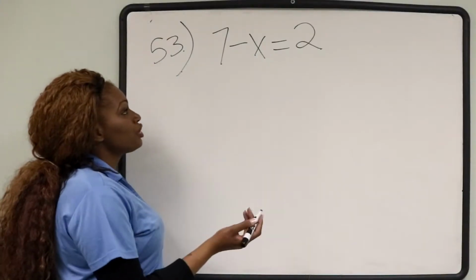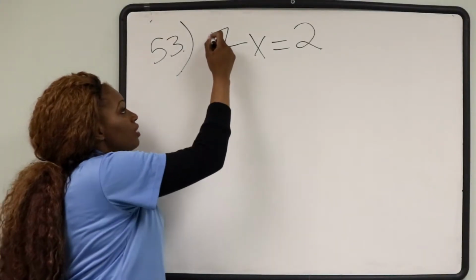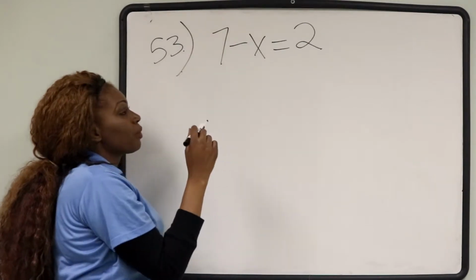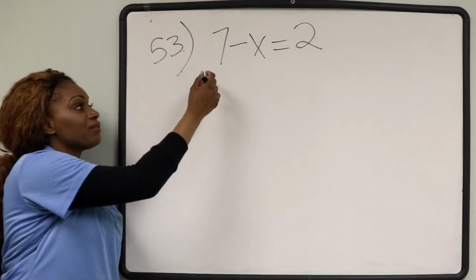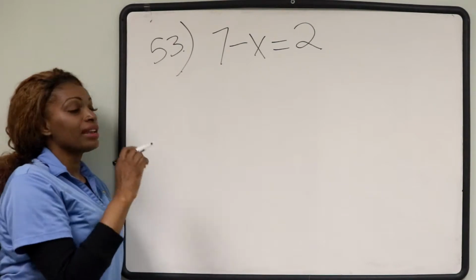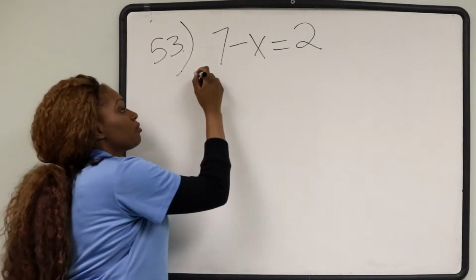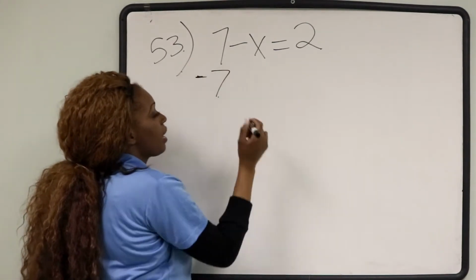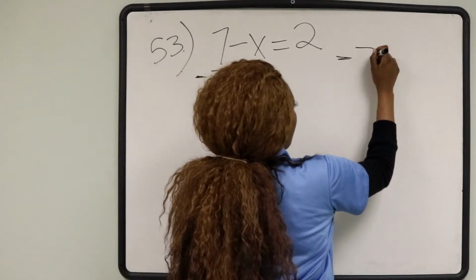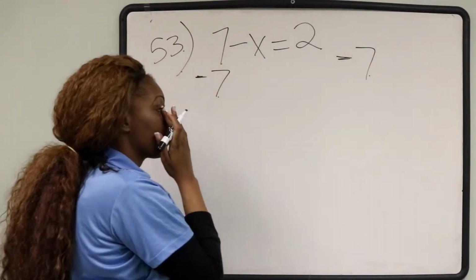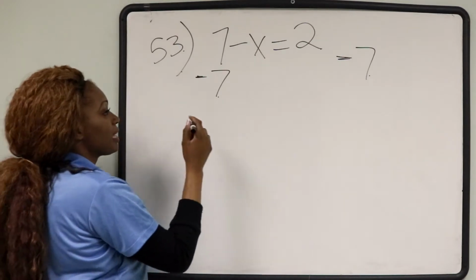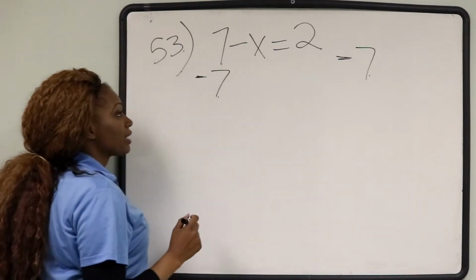So what we're going to first do is I see that we have a 7 in front of the x. What we want to do is get rid of that. And it's positive on this side, so we're going to make it negative to get rid of it. So we're going to subtract 7 from this side, and we're going to subtract 7 from the other side, okay? So you subtract 7 from the left side, you subtract 7 from the right side.